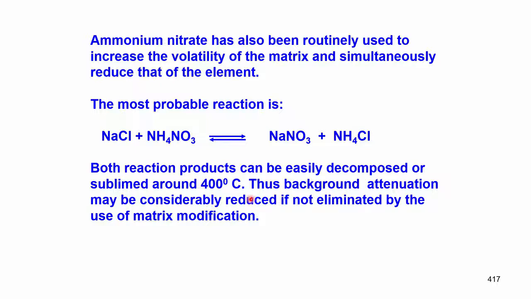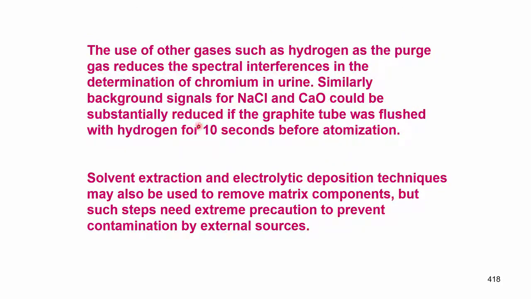This is where chemistry knowledge comes in more useful than instrument operation. So, at least the background can be considerably reduced, if not totally eliminated, by the use of matrix modification. This is what we call matrix modification, that is, to the sample we are adding a modifier of the matrix. Yes, ammonium nitrate is a matrix modifier, and we will discuss a little bit more about matrix modifiers in our next class.